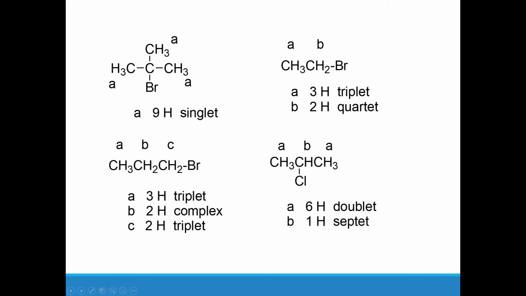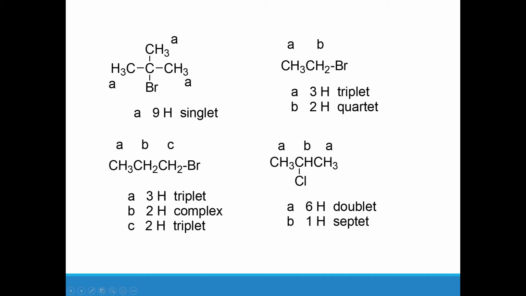Moving on to this next example. Following that same logic, A has 2 neighboring hydrogens, so 2 plus 1 is 3, so triplet. C has 2 hydrogens, so 2 plus 1 is a triplet. And B has 3 plus 2 neighbors, so 5 plus 1, which is 6, making it complex.